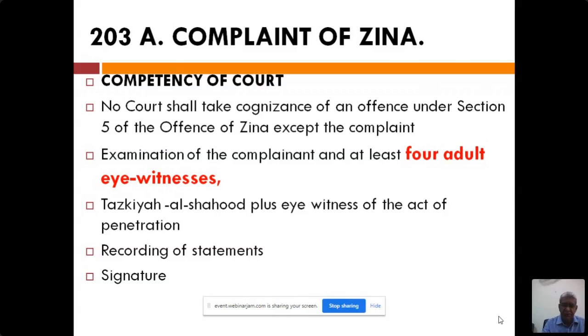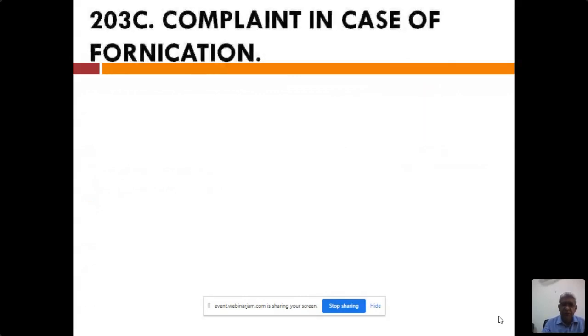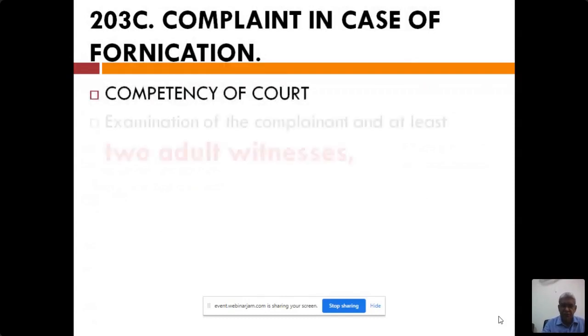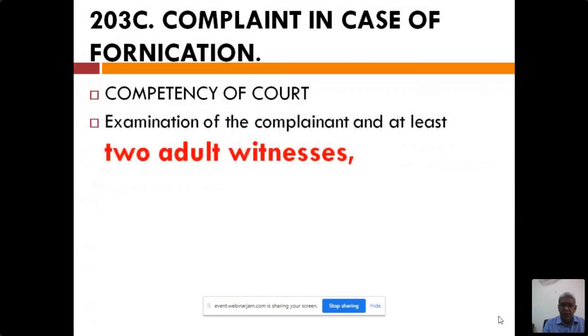Now, another very strange thing, that is how to register the complaint in case of fornication. Again, there comes the question of competency of the court. The case will be based upon the complaint of the complainant, plus here, instead of recording the statements of four eyewitnesses, only two adult witnesses have been supposed to be sufficient.